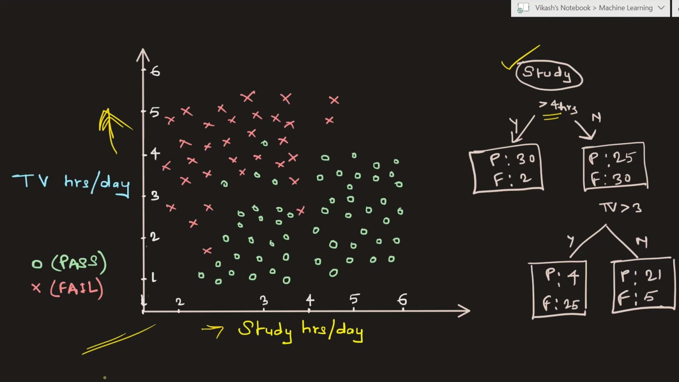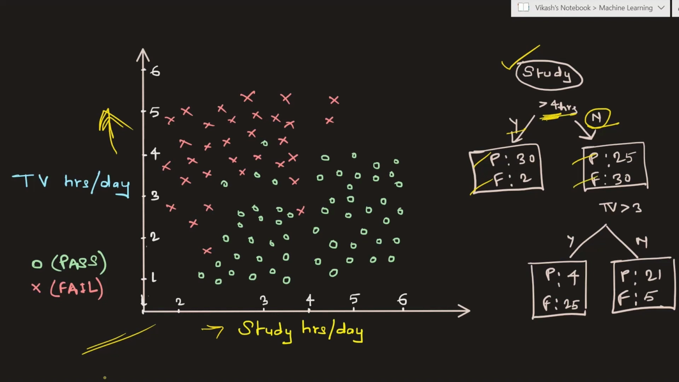Let's see what happens when the answer is yes and what happens when the answer is no. So when a student is studying more than 4 hours per day, 30 students are passing the exam and only 2 students are failing. On the other hand, if the student is not studying more than 4 hours a day, then still around 25 students are passing, but 30 students are failing in the exam.